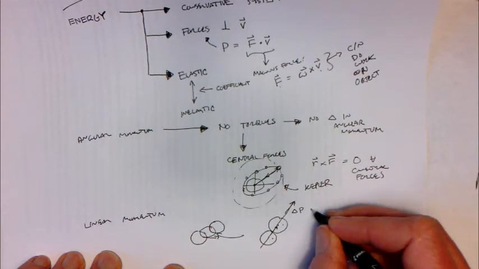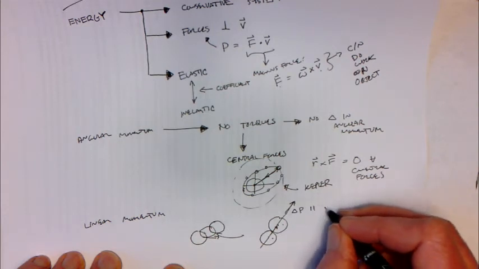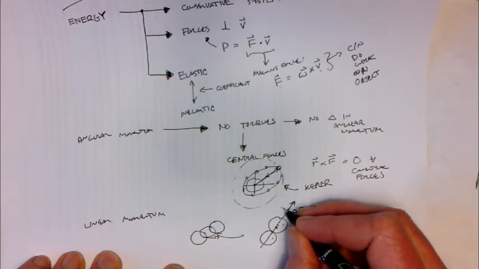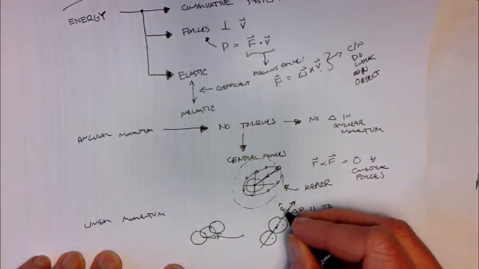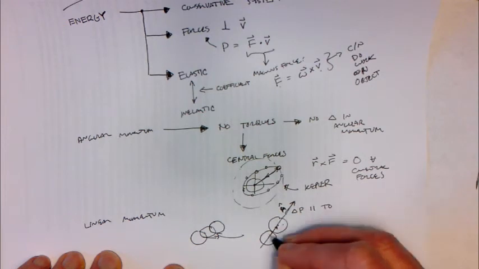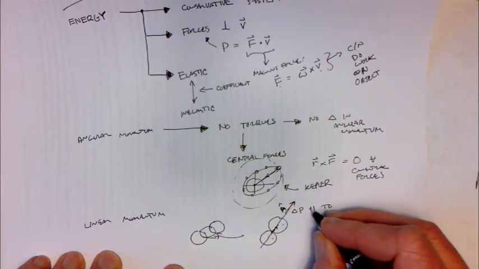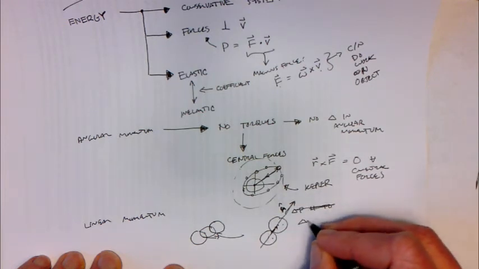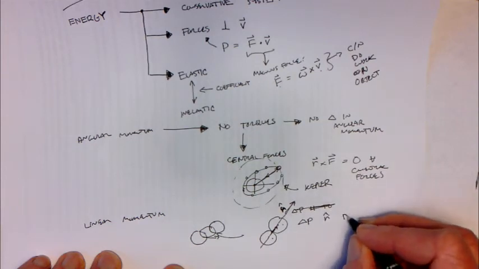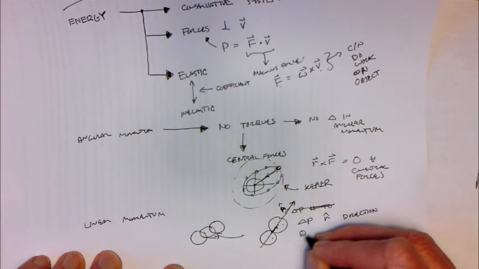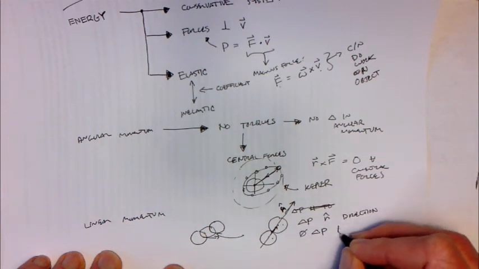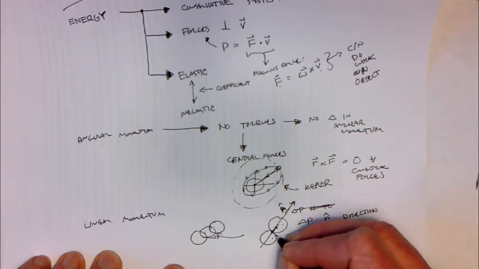So there's a change in momentum along this direction. Let's say this direction is c hat for contact, or actually, let's call it n hat. That's the normal vector to the surface here. So the change in momentum is in the n hat direction for this interaction, and there's zero change in momentum in the t hat direction, the tangential direction.